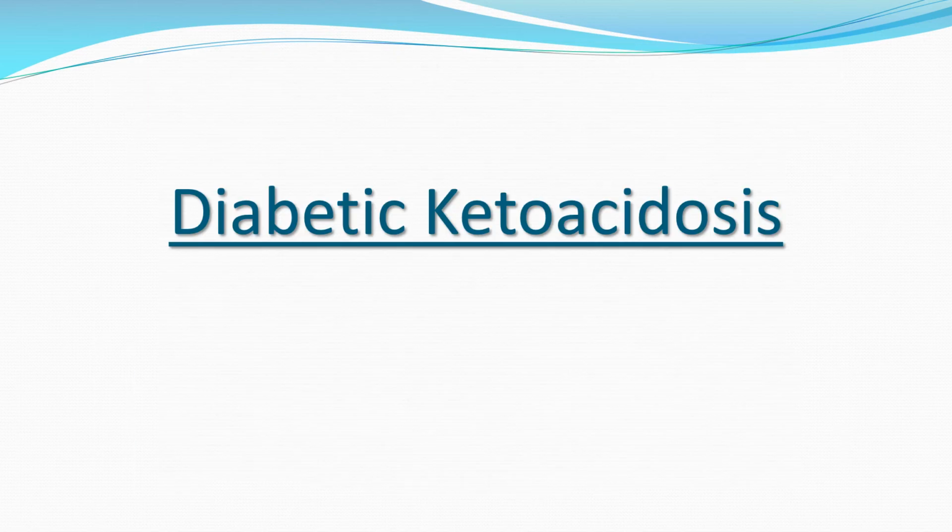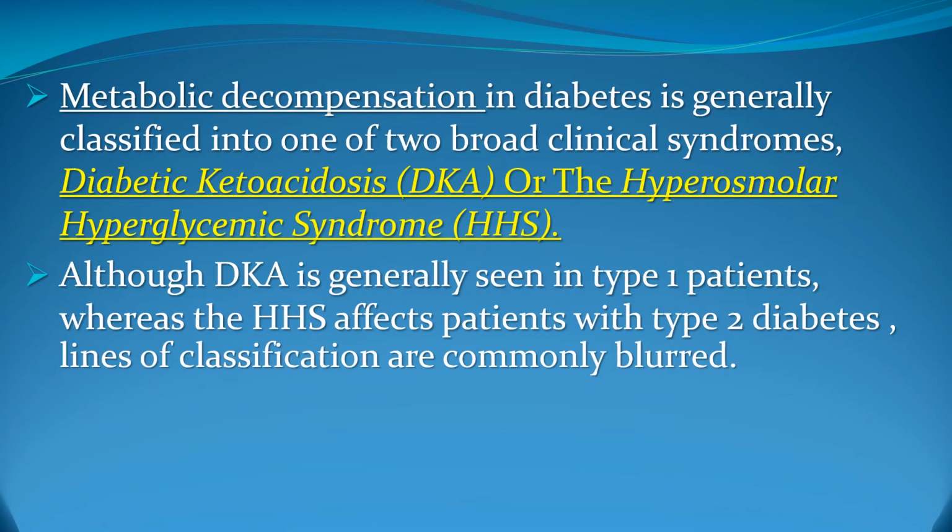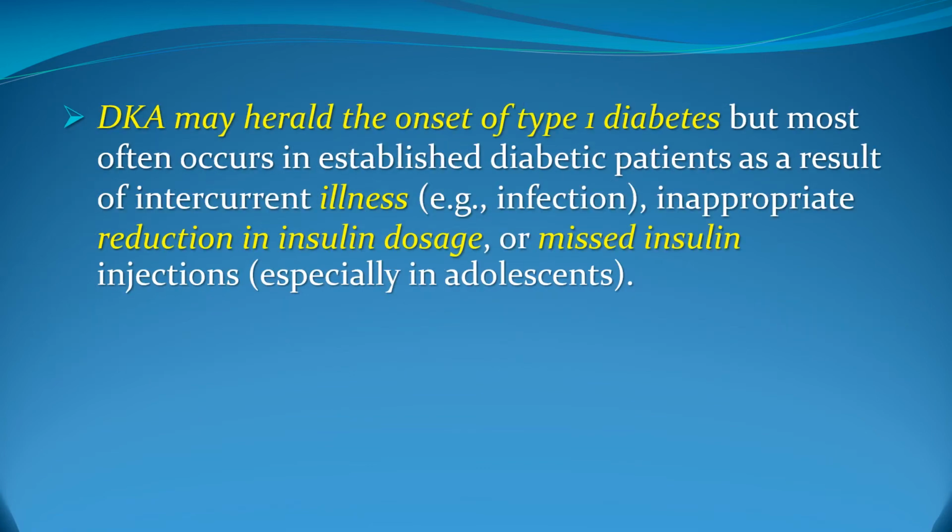Now, the most drastic complication of type 1 diabetes is diabetic ketoacidosis. What is diabetic ketoacidosis? Diabetic ketoacidosis is a form of metabolic decompensation, and a similar metabolic decompensation which occurs in type 2 diabetes is called hyperosmolar hyperglycemic syndrome. Sometimes diabetic ketoacidosis is the initial presentation of type 1 diabetes, but the most important cause is infection, any type of infection, or inappropriate reduction of the insulin dose.